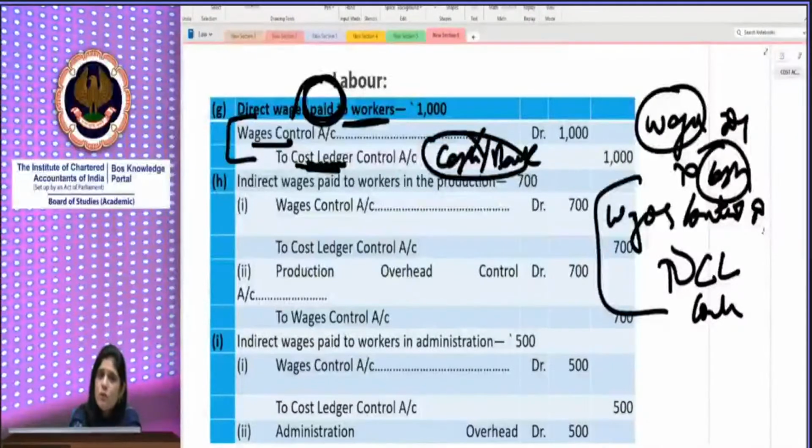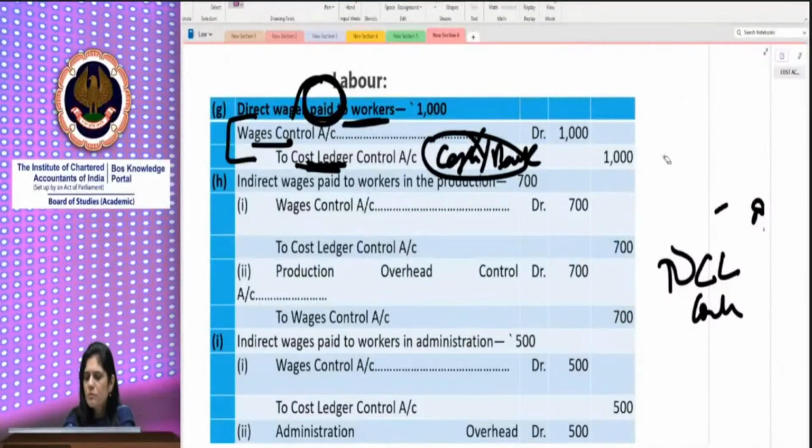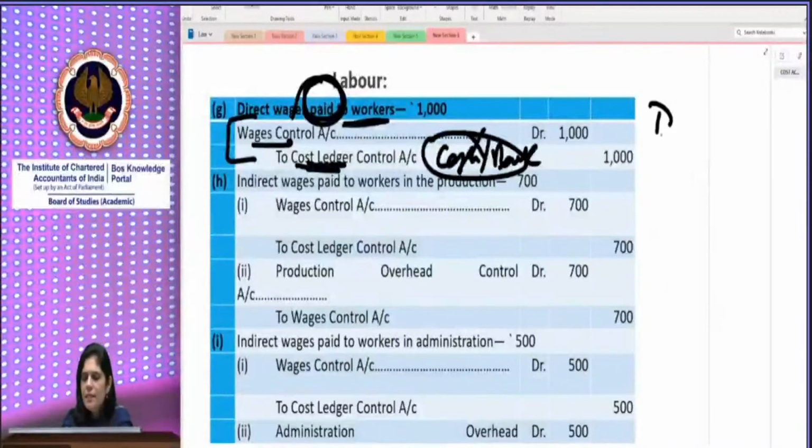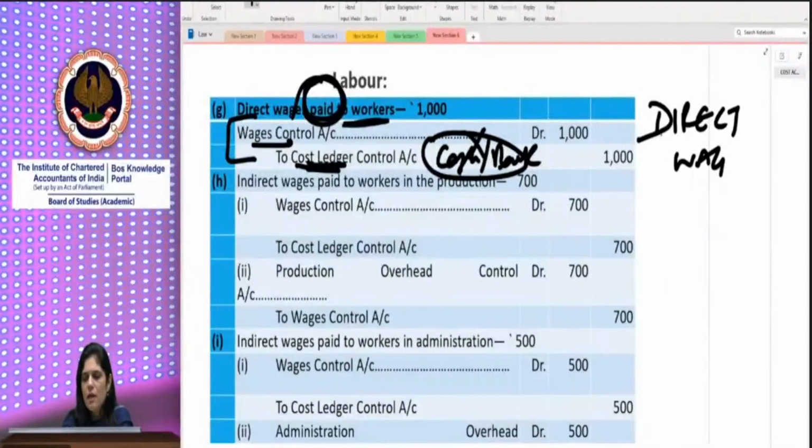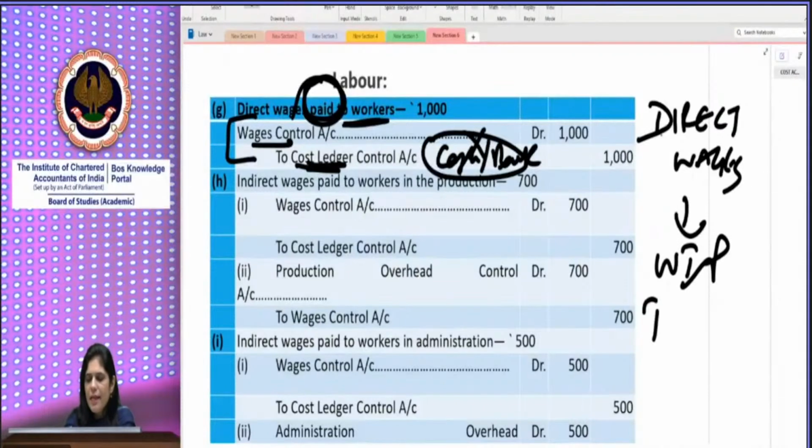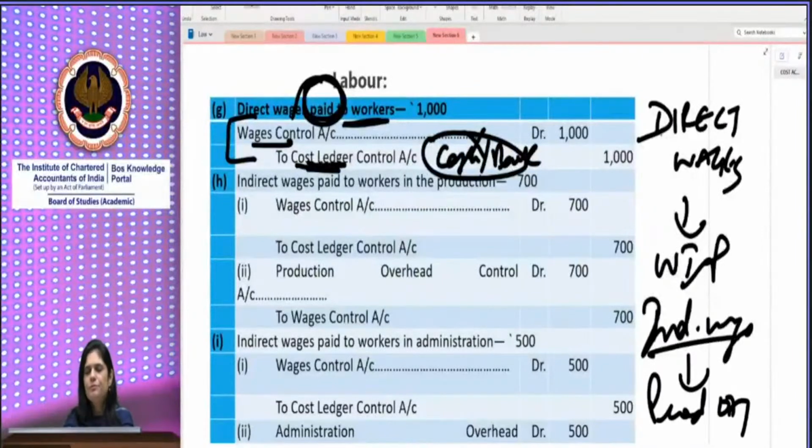Now, direct wages will always go to WIP. Let me just write it over here. Remember this: direct wages will go to WIP. Indirect wages will go to production overhead or any other overhead. It can go to admin also, but if nothing is mentioned, it has to go to production overhead. Clear? So whether wages are direct or indirect, first you have to route them through cost ledger. You have to pay first, and then the direct will go to WIP and the indirect will go to production overhead.